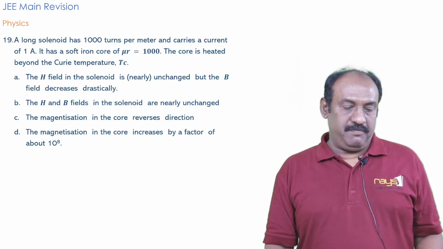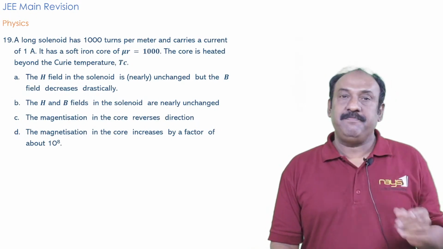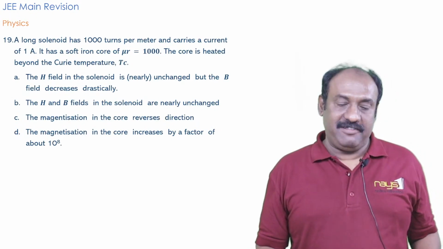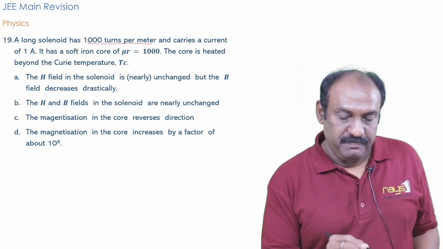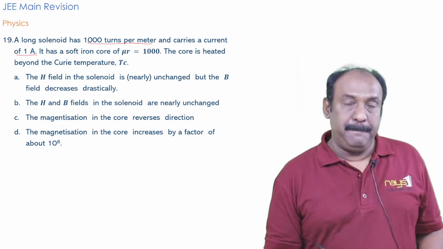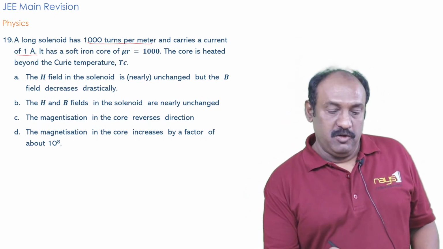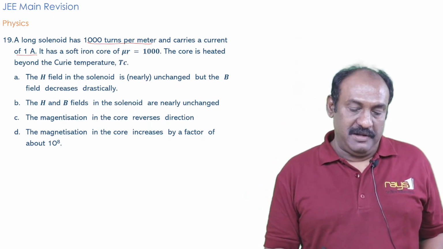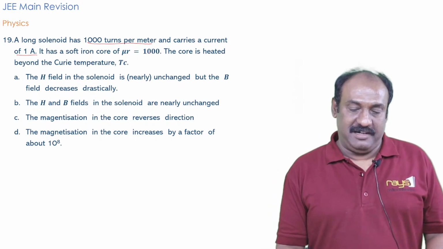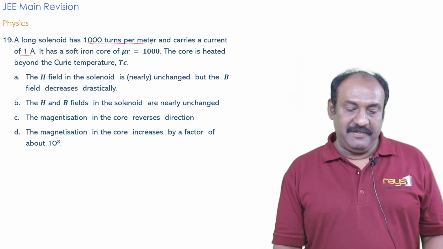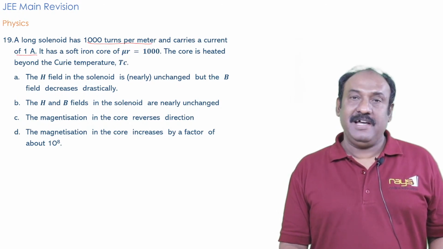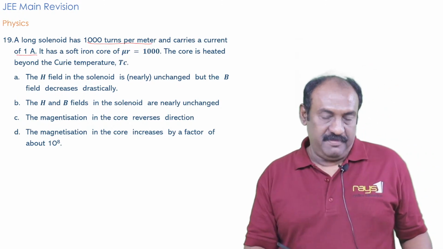Next question. Question number 19. A long solenoid has 1000 turns per meter and carries a current of 1 ampere. It has a soft iron core, where mu r is the relative permeability. Relative permeability of the soft iron core is given as 1000. The core is heated beyond the Curie temperature. See the options here.